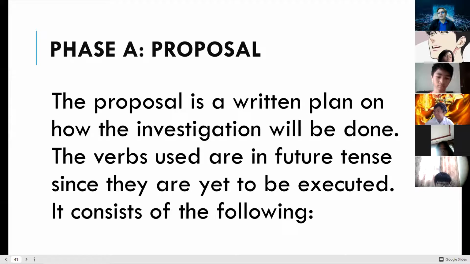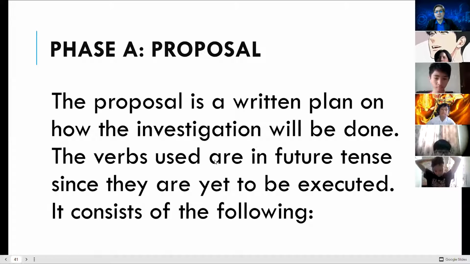It starts at phase A, or proposal. I actually did this one before, and for me it's really fun. The proposal is a written plan on how the investigation will be done. This is your plan. Like, I want to investigate plant movement. These are the things that I want to be done. The verbs used are in future tense since they are yet to be executed. I will, right? It consists of the following.